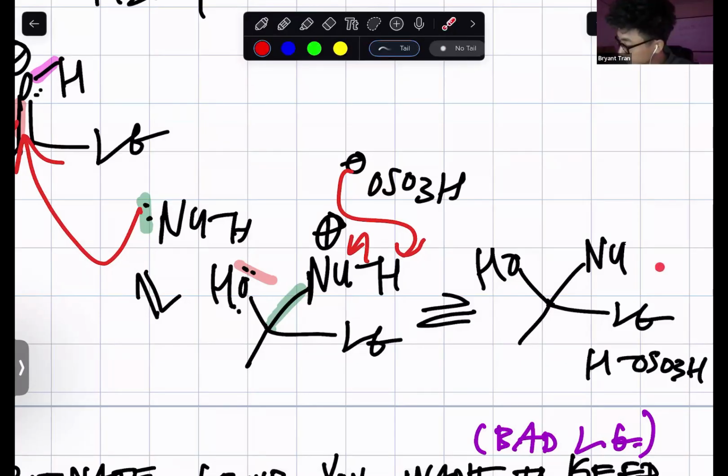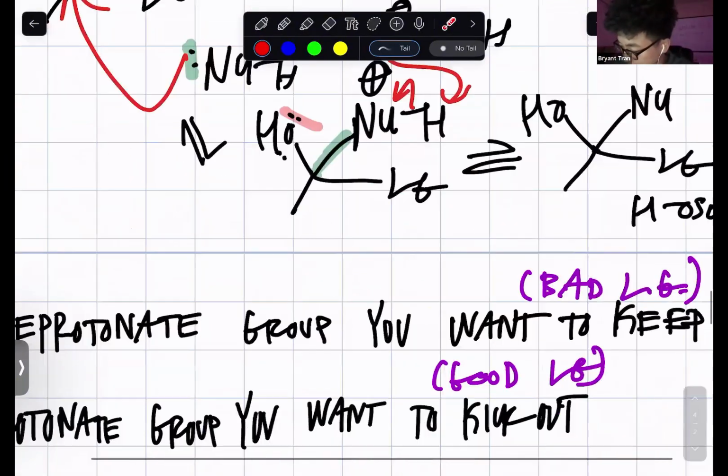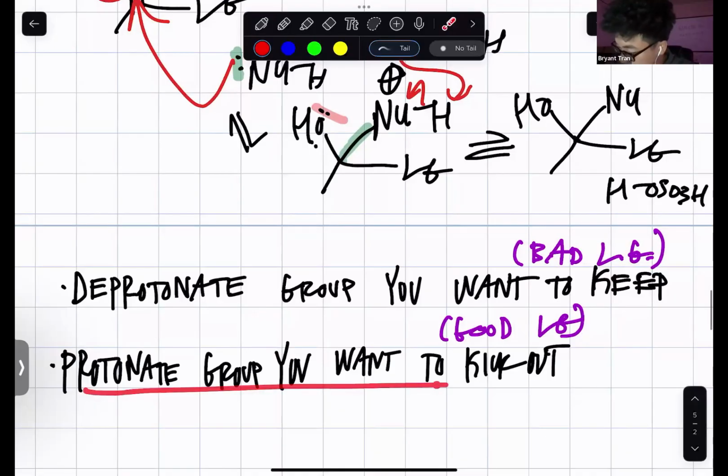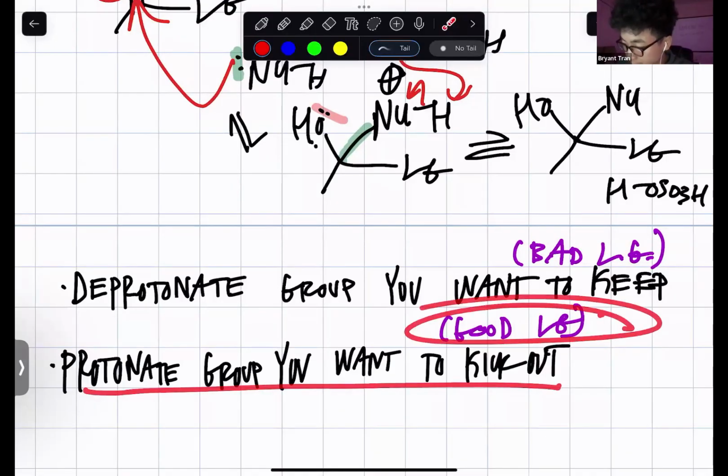Now this is a neutral tetrahedral intermediate. This leaving group right here, we want it to be a good leaving group because we want to kick it out. That's the old group, we want to kick it out. Right now it's a bad leaving group. To make it into a good leaving group, we have to protonate it, right? Protonate the group that you want to kick out to convert it into a good leaving group.